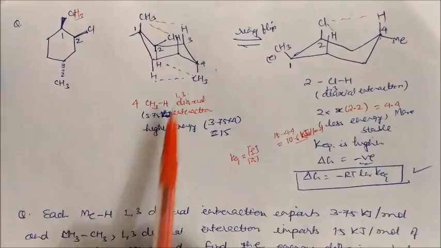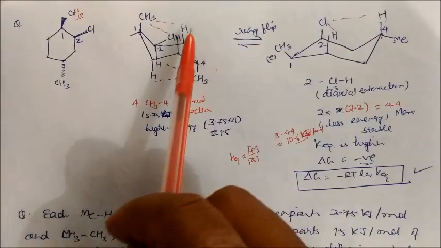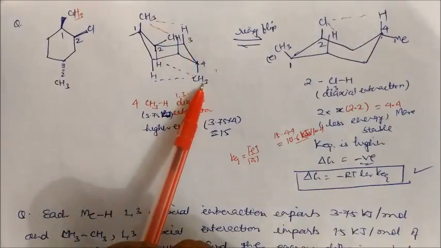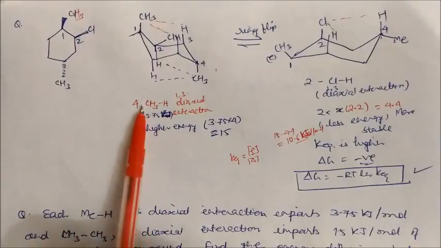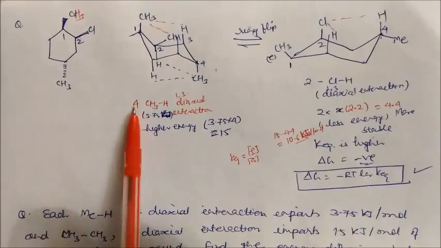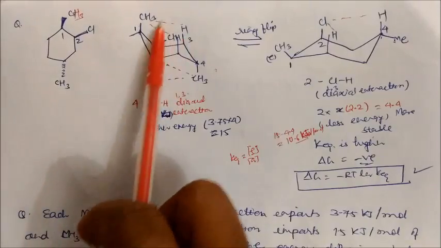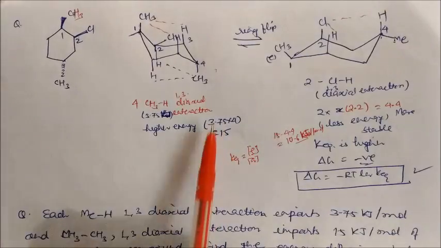1,3 diaxial interaction, that is the energy wise. So this CH3 is interacting with the 2 hydrogens, and again the down CH3 is interacting with the 2 hydrogens. So what will the total energy be? For CH3, 1 is 3.75 kilojoule per mole. For 4 CH3-hydrogen interactions, it will be 1, 2, 3 and 4. So if you multiply by 4, you will get this much kilojoule per mole.